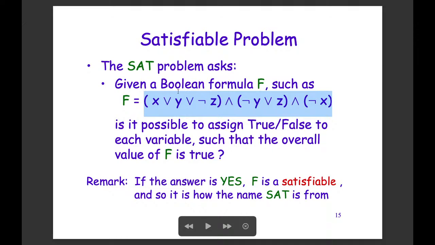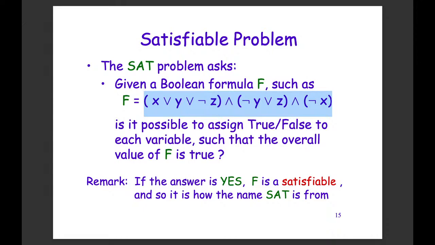There are some variables inside. We have variables x, y, and z. This is a logical formula, a Boolean formula, so we have this or notation. This is the not, this is the and. We have this formula, and we want to find out whether there is a way to set x, y, z to true or false, so that the total formula itself becomes true.